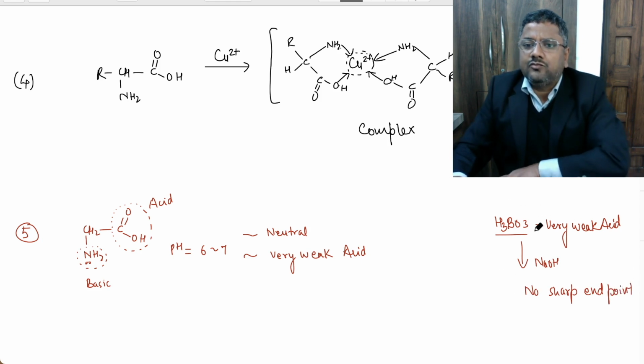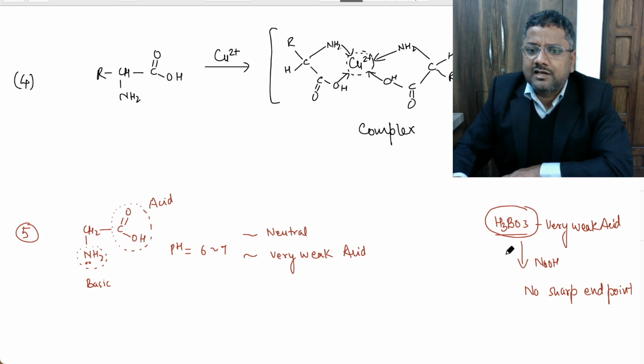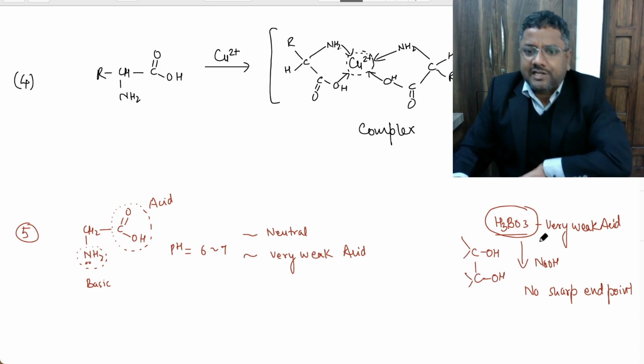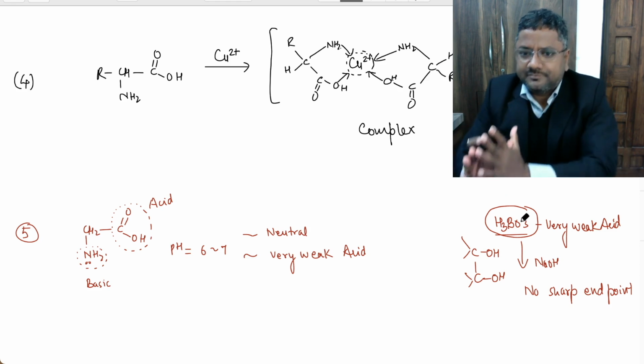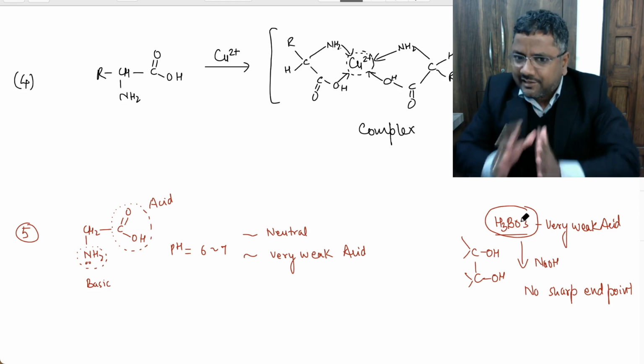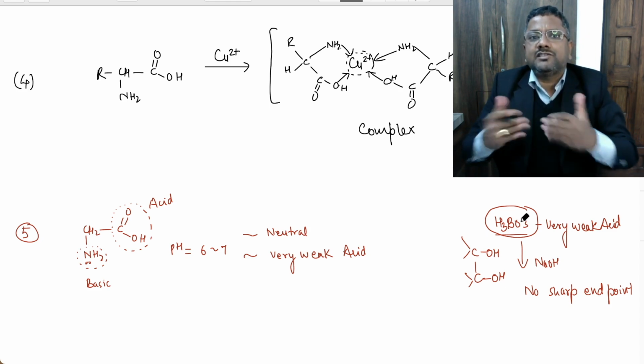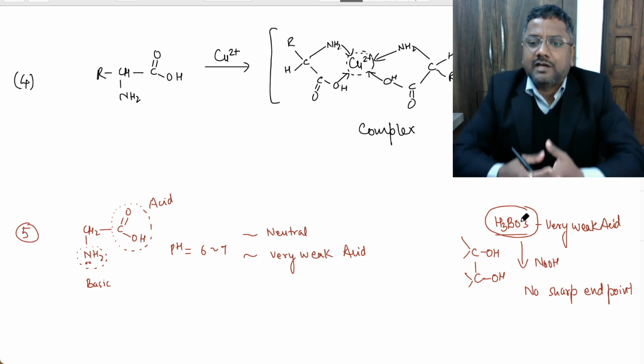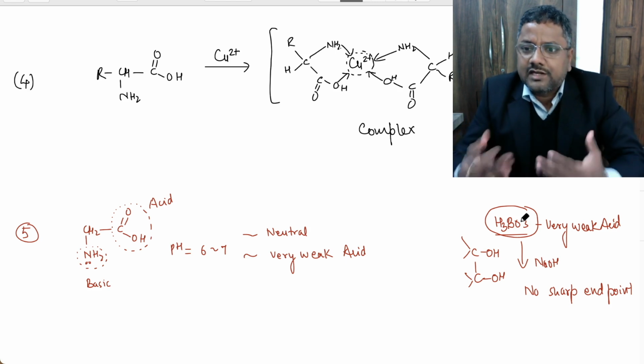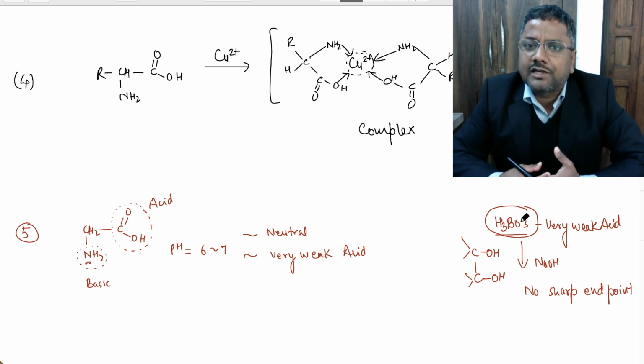So what we do for this, we just put some organic compound here, like glycol, a 1,2-diol. If we put a small quantity of such a compound in this titration, we will get a sharp endpoint and we can quantitatively estimate H3BO3 from any sample. So this is one case where we are titrating a weak acid in the presence of some compound which makes it strong, so that we can titrate and quantitatively estimate, right?